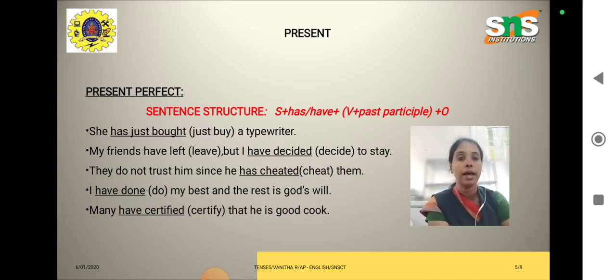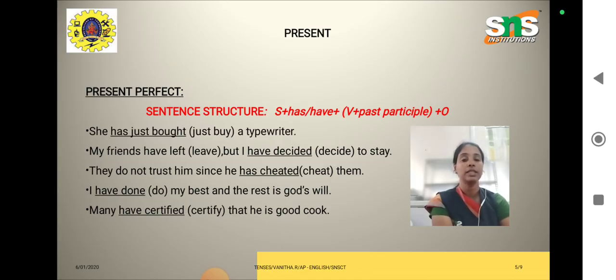If you see another example, I have done my best and the rest is God's will, we are using a have verb, then do is the action word there, and the past participle form of do is done. Since it is irregular you don't have an ed, so it is done. Many have certified that he is a good cook. Here we have used the past participle form of the verb. Certify is the root word, so we add the past participle form, the so-called ed, to the main verb along with the have verbs. Have, as it depends on the person, we use accordingly.